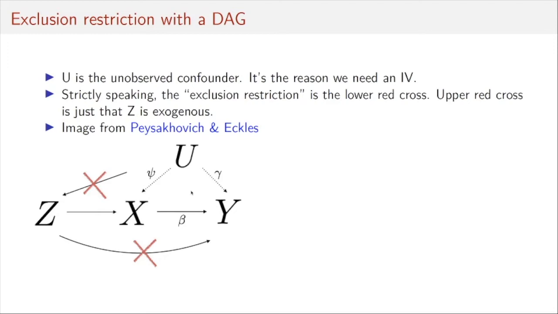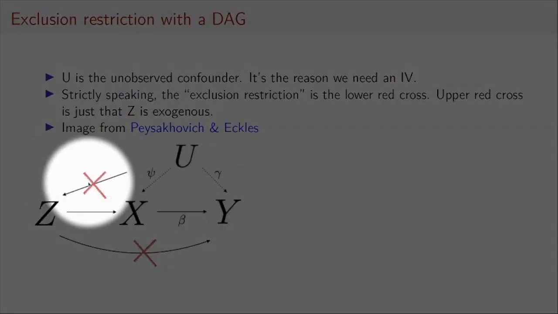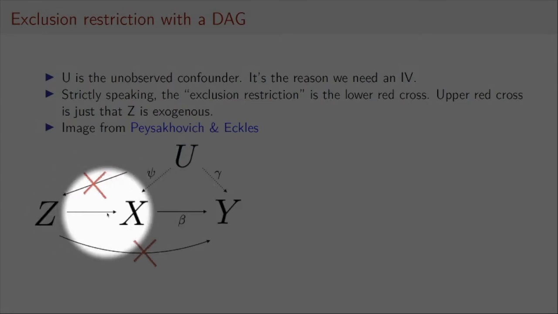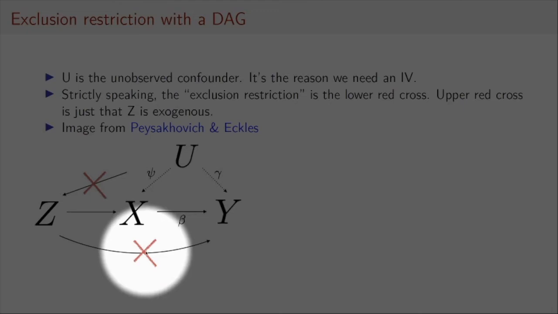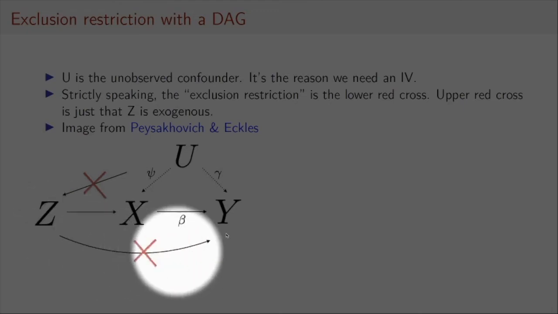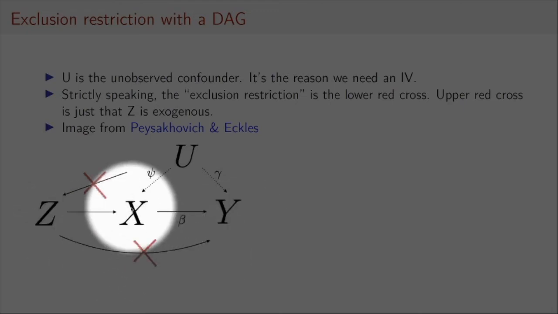And so what is a good Z? Well, first of all, Z has to be exogenous to this system. That's what this cross says. Then 2, Z has to be relevant. That's what this arrow says. Z is associated with X, but most importantly, the exclusion restriction is this red cross. Z cannot be affecting Y other than through X.